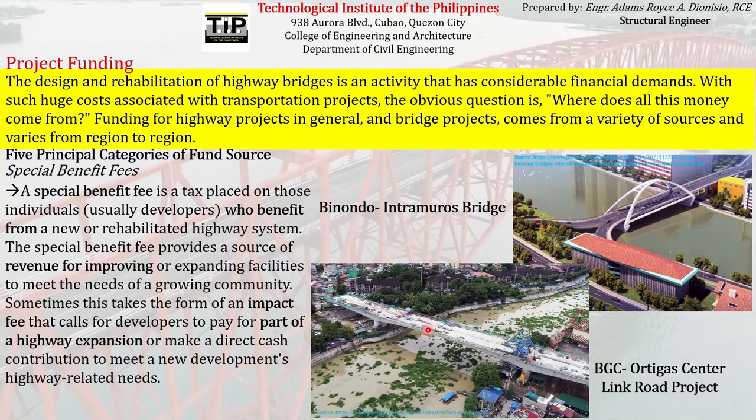So if we have an infrastructure project like the BGC Ortigas Center Link Road Project, this infrastructure project can provide the condominium building access to these different essential places like the supermarkets, the schools, churches, hospitals, etc. So in that indirect way, the condominium developer benefits from the infrastructure project, because of the Link Road project, for example, tenants or applicants of condominium buildings increase in number.